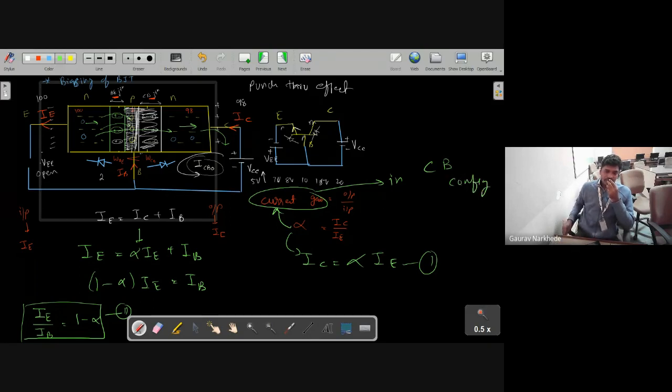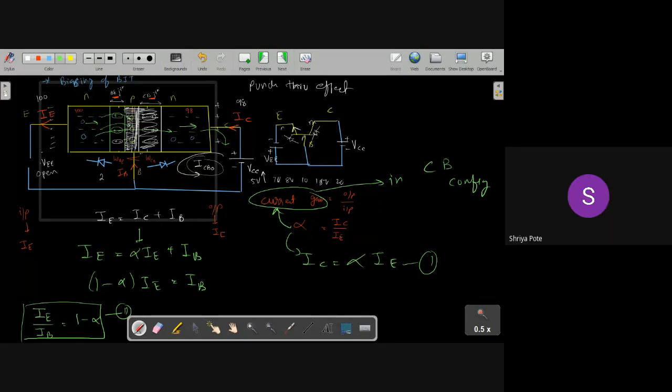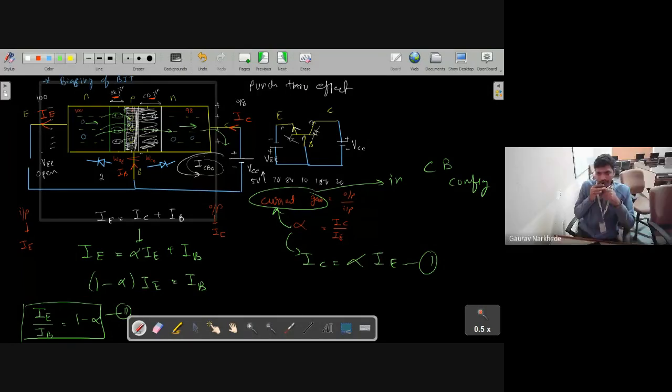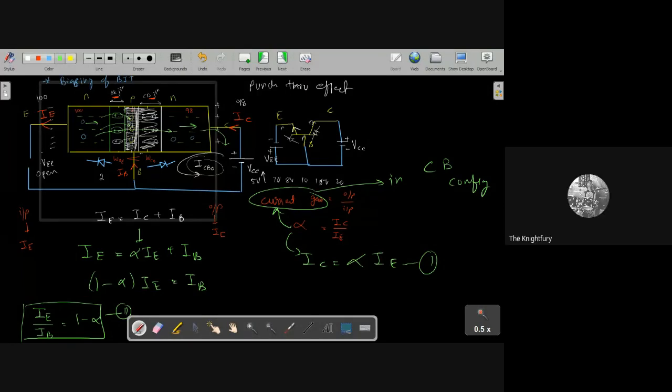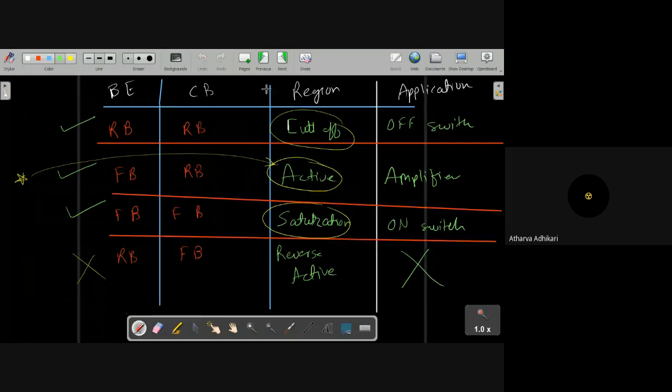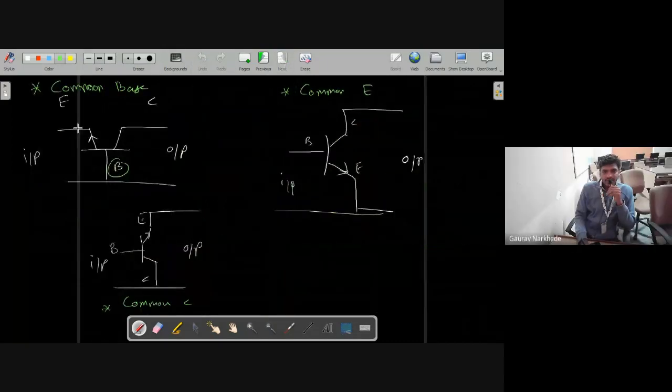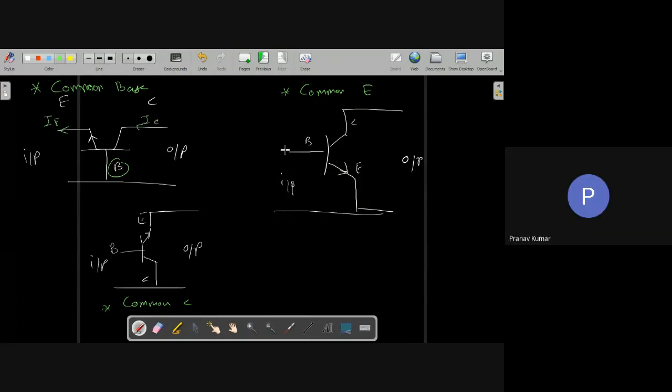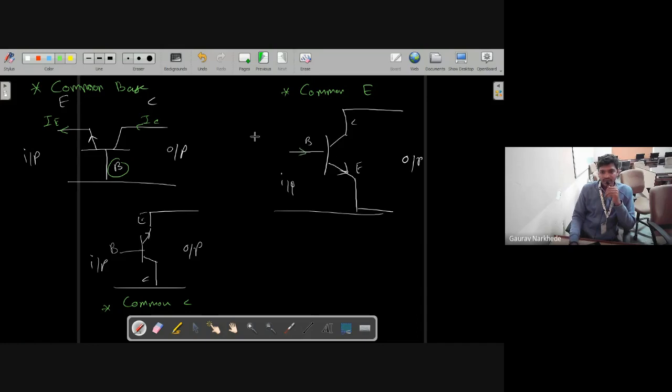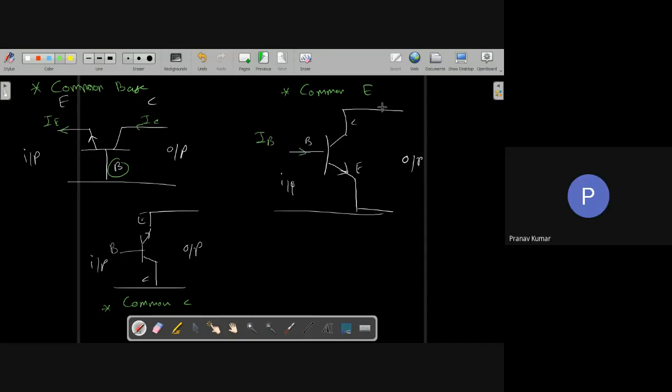समझ में आया? What is alpha? Current gain of a transistor in common base configuration. Simple है? Yes, sir. After that, it will be 1 upon 1 minus alpha. Okay. Now, see, what is this IE? What is this IC? Okay. Now, what is this IB?